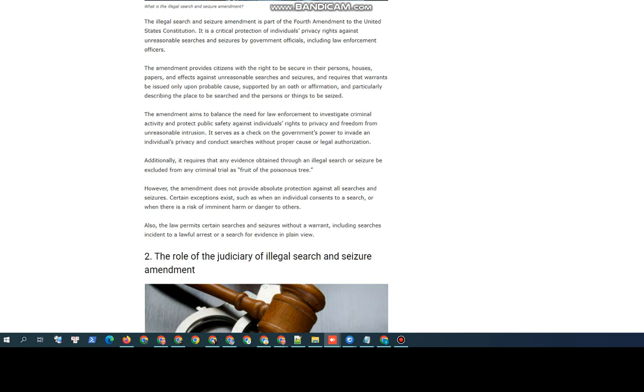However, the amendment does not provide absolute protection against all searches and seizures. Certain exceptions exist, such as when an individual consents to a search, or when there is a risk of imminent harm or danger to others. Also, the law permits certain searches and seizures without a warrant, including searches incident to a lawful arrest or a search for evidence in plain view.